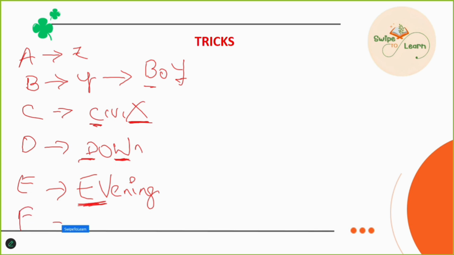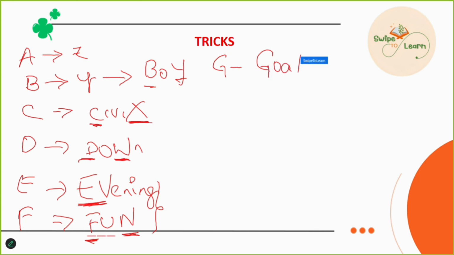And for F, you can remember the word fun. We are having a fun evening. Next, G. G is for goat. G-O-A-T, goat. You can either remember it as an animal or as a movie.